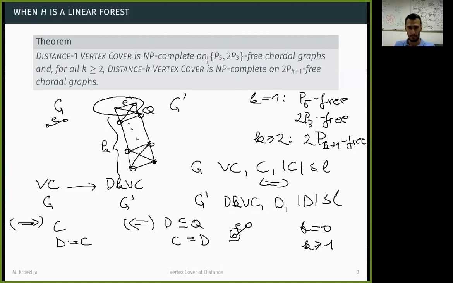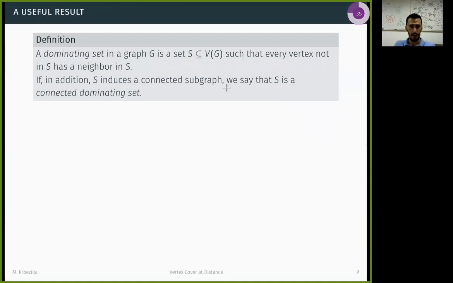Now we will prove the opposite, that is when H does not contain P5 and 2P3 in the case when k equals 1, and when H does not contain 2P(k+1), when k is greater than or equal to 2, we will show that the distance k vertex cover becomes polynomial time solvable. But first, let us define the notion of the dominating set in a graph G to be a subset S of the vertex set such that every vertex not in S has a neighbor in S. In addition, if S induces a connected subgraph, we say that S is a connected dominating set.